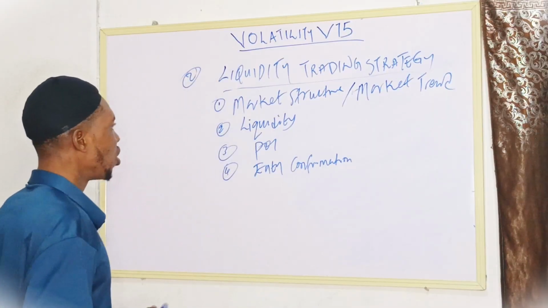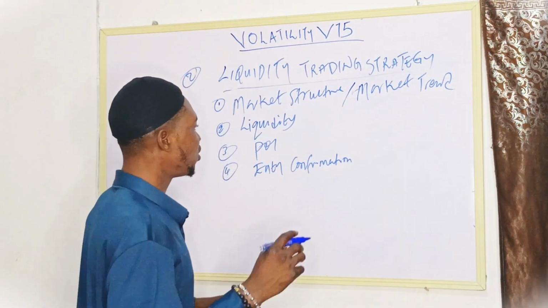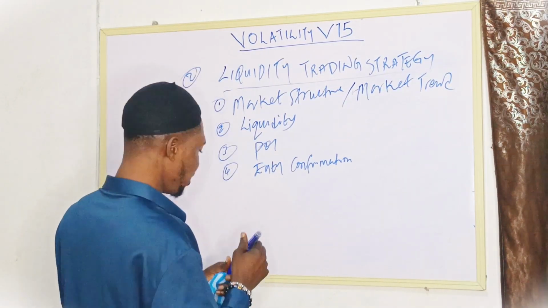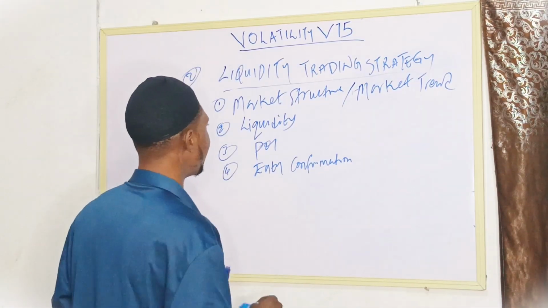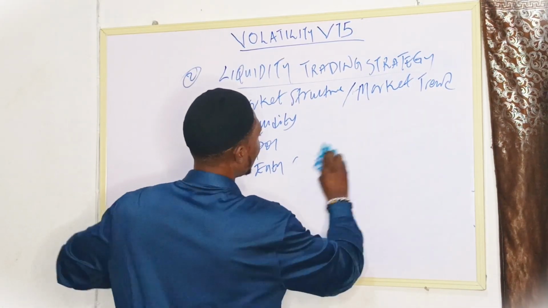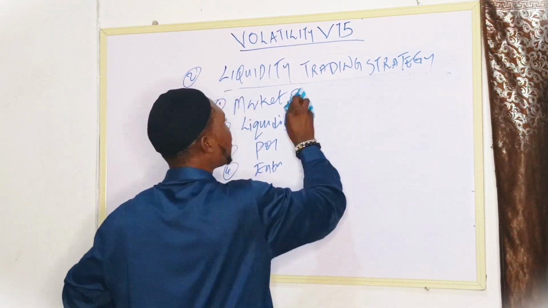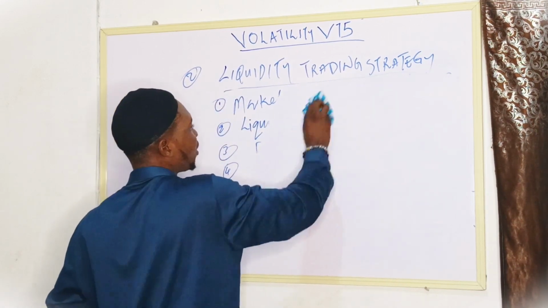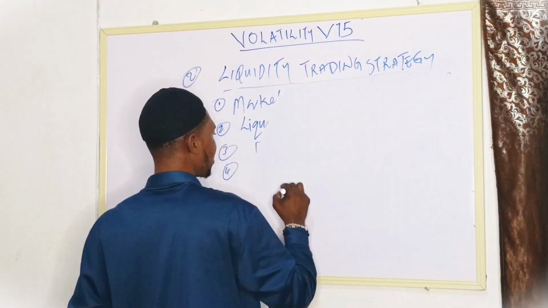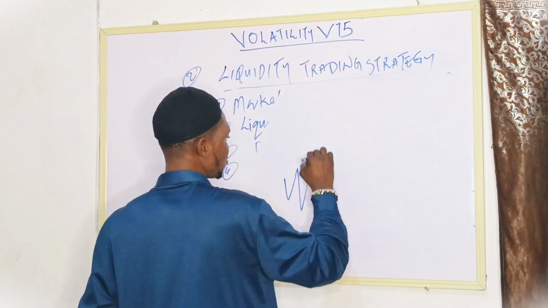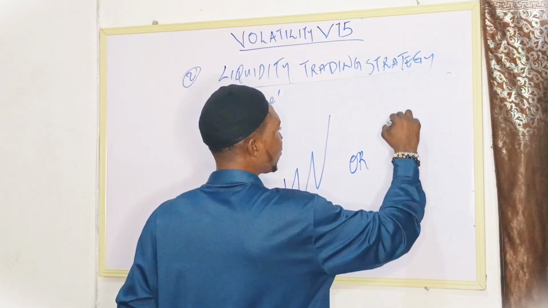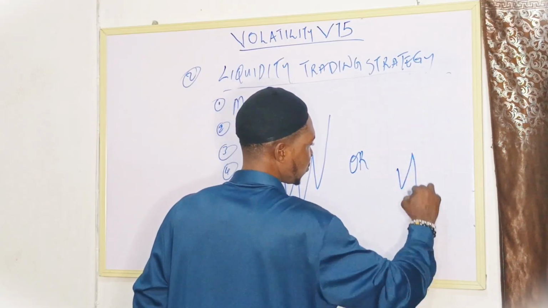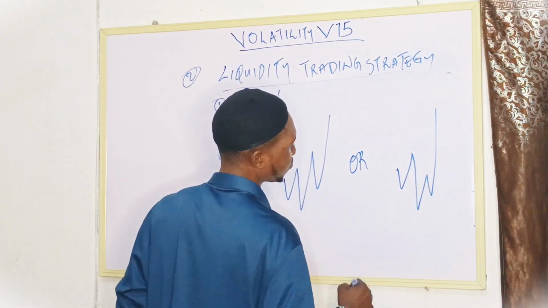So how does it work? Now, if you're looking out for a buy, there are two setups you want to look out for. Please, I'll need to clean up some of these things so that I'll have space to show you the schematic. So if I'm looking out for a buy, you want to see something that looks like this, 1 or 2.